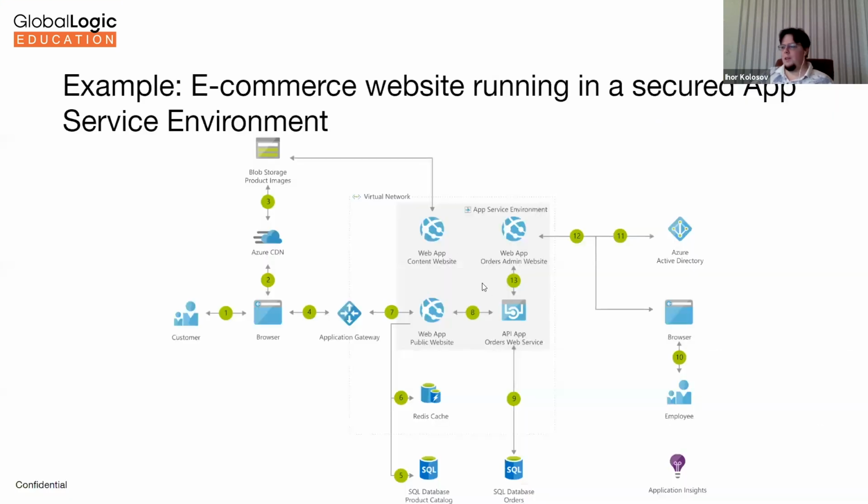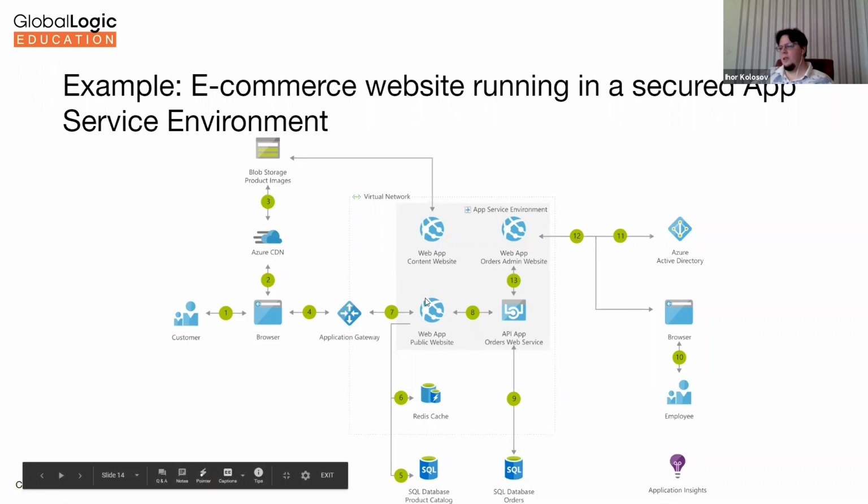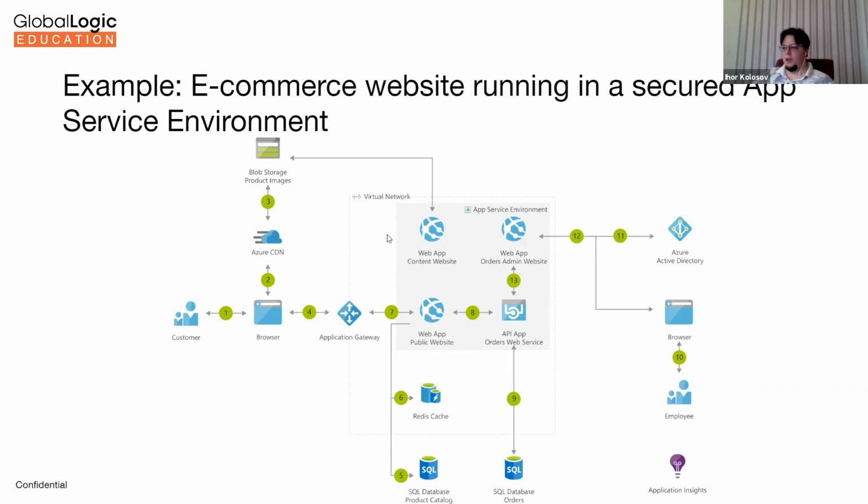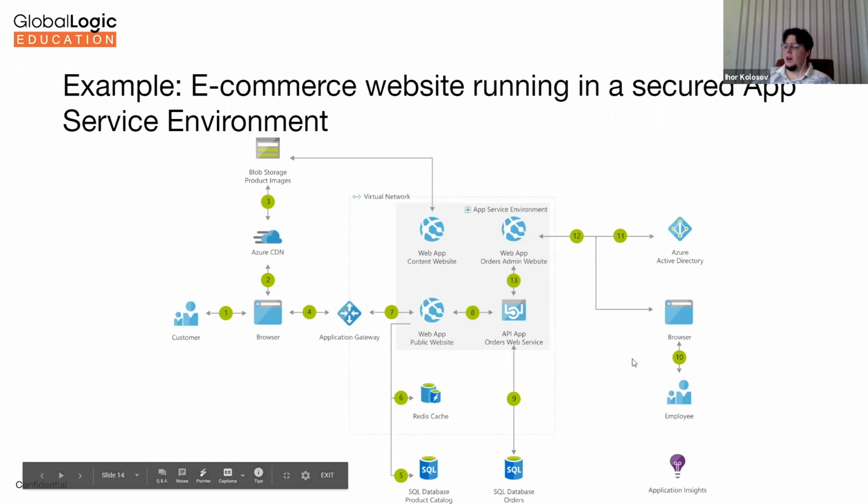Let's try to define the architecture style. It has platform as a service components here, right? We definitely have some data related components here. So we are processing some logic here, and there are some blob storages for product images. So as you can see, there are some clients.